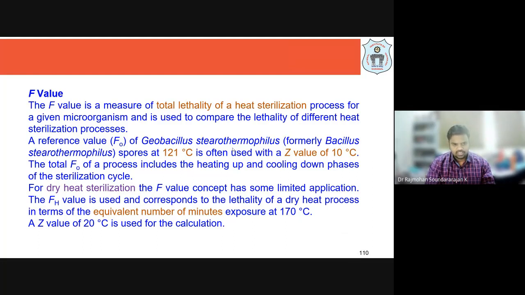For dry heat sterilization, the F value concept has some limited applications. So the FH value is used and corresponds to the lethality of a dry heat process in terms of equivalent time of exposure at 170 degrees Celsius. Sometimes a Z value of 20 degrees Celsius is used for FH values.